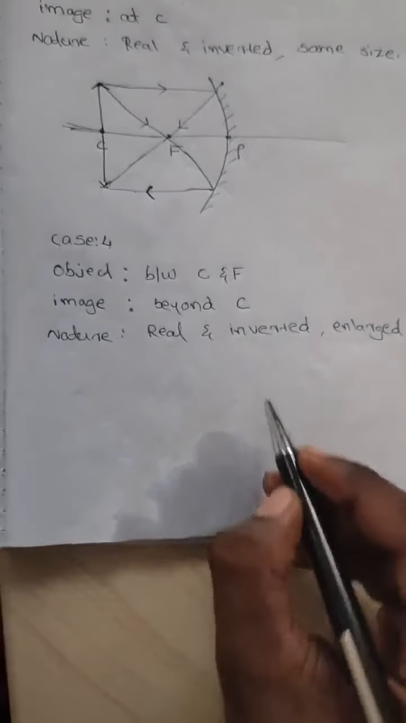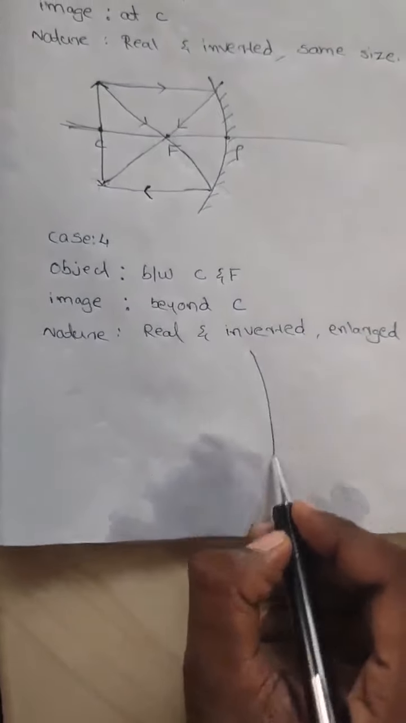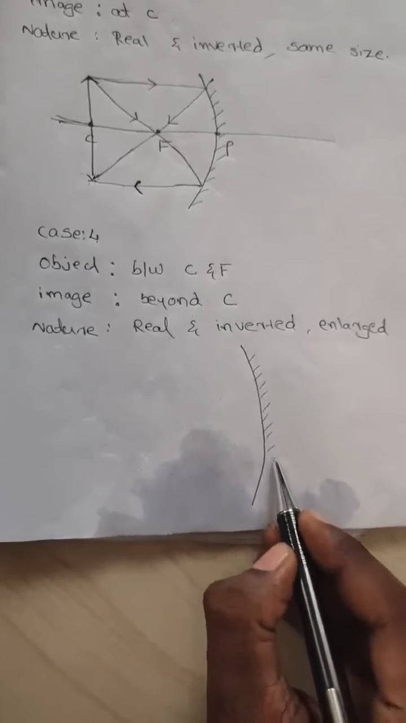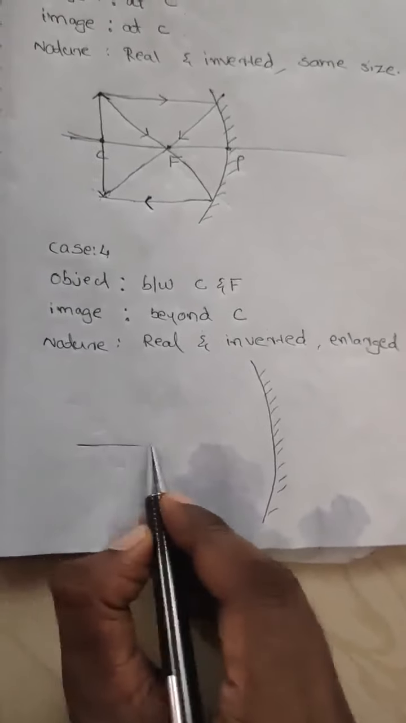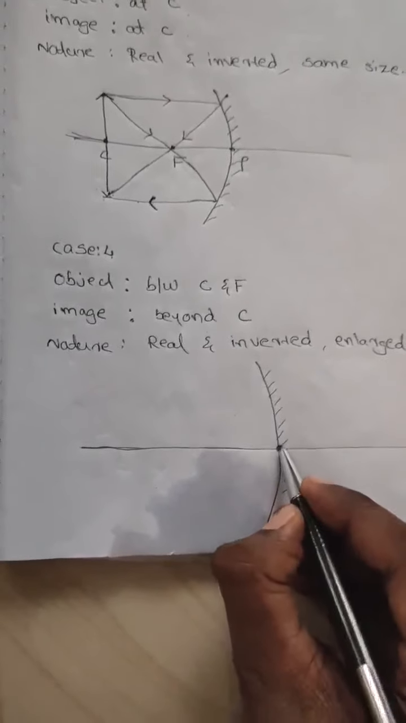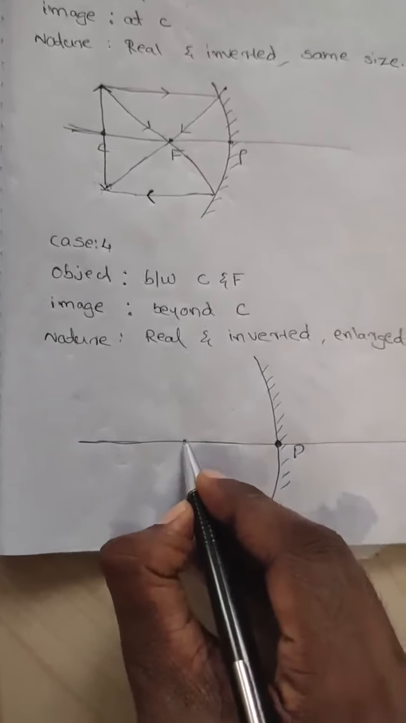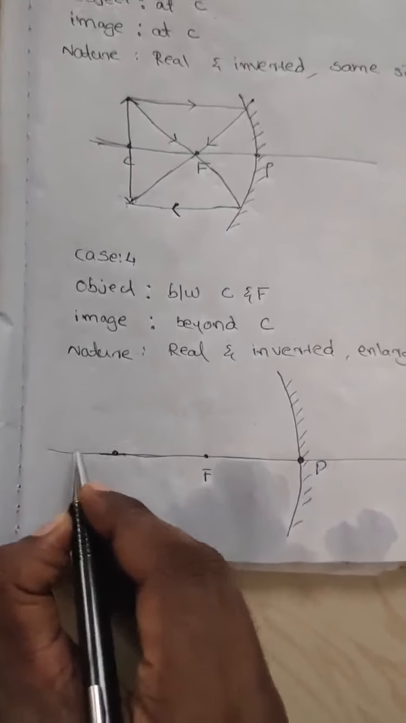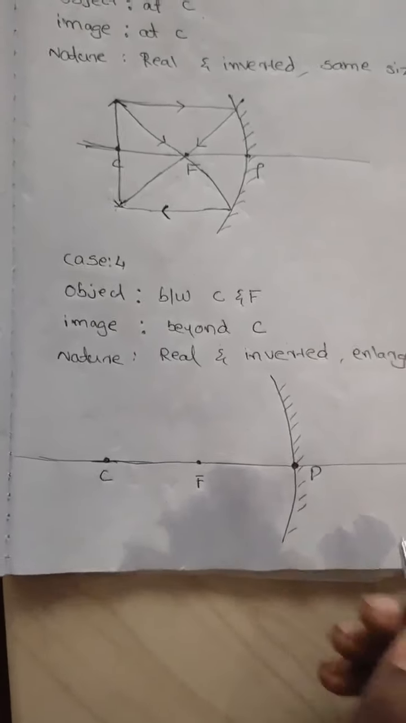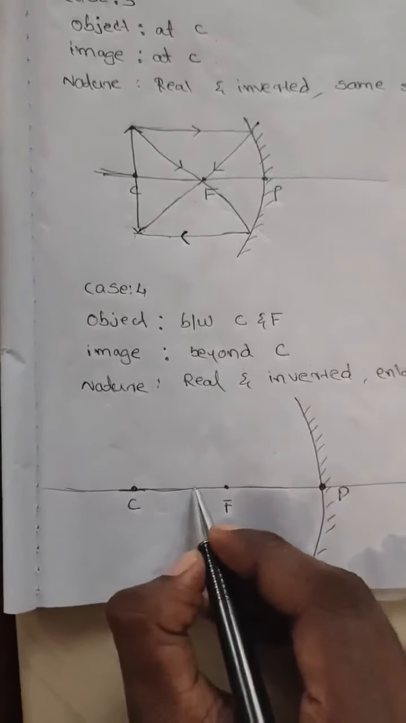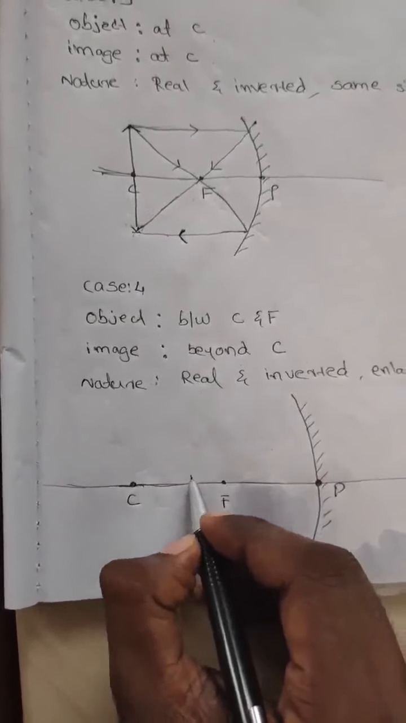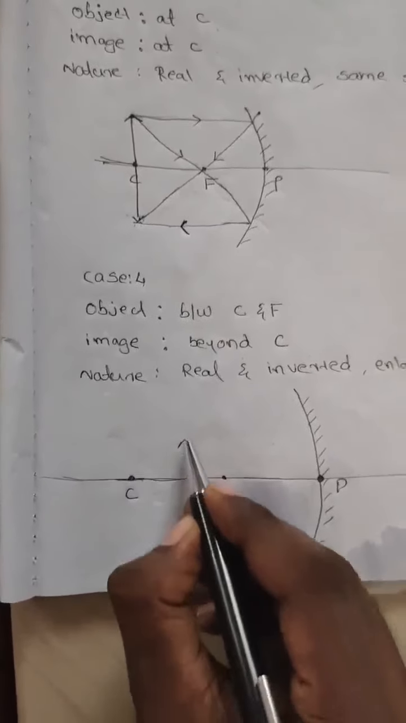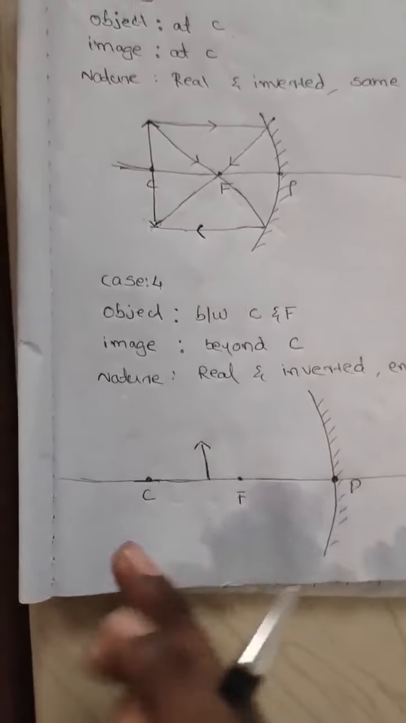Now the diagram. I'm drawing our concave mirror. Principal axis, points P, F and C. I'm placing the object between C and F. This is my object. Okay, and the image should form beyond C.